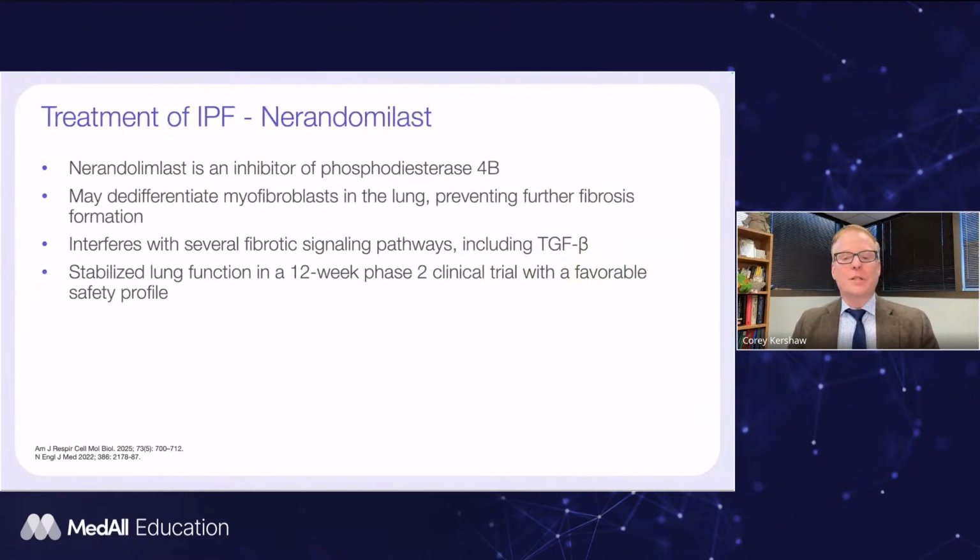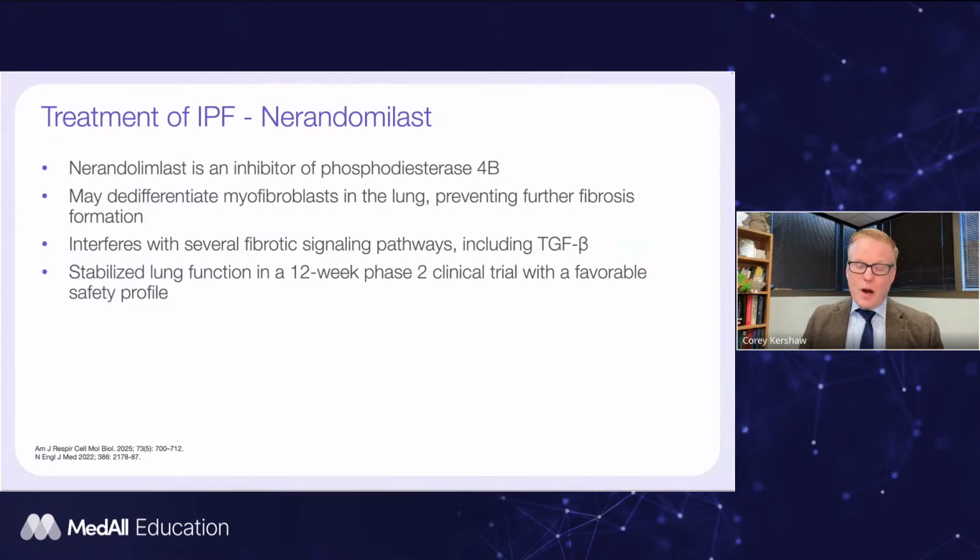So the first option is the newest option. This is nerandomilast. Nerandomilast is an inhibitor of phosphodiesterase 4B. And via this mechanism, we may be able to de-differentiate myofibroblasts in the lungs. As I said earlier, the fibroblasts begin to differentiate into myofibroblasts, leading to collagen deposition and progressive fibrosis. The phosphodiesterase 4B pathway may be able to stop that differentiation and hopefully halt the fibrosis cascade. It also interferes with other fibrotic signaling pathways such as TGF-beta. That's a very important signaling pathway in the fibrosis process.